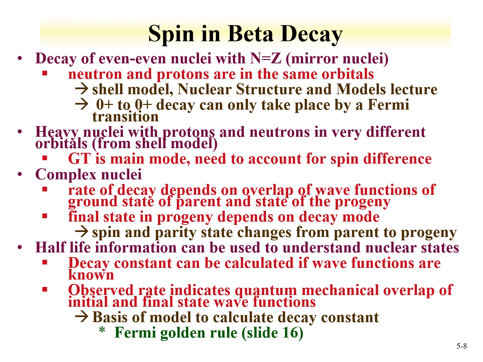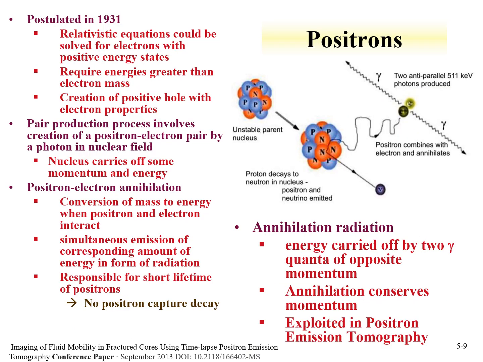And we'll get into this in more detail when we discuss Fermi's golden rule, where Fermi came up with an equation to describe the decay constant based upon these initial and final wave functions and their overlaps. The positron, which is emitted during positron decay, was actually postulated before it was seen. In 1931, relativistic equations could be solved for electrons with positive energy states, so basically the opposite of an electron.